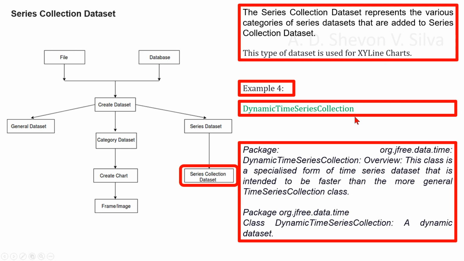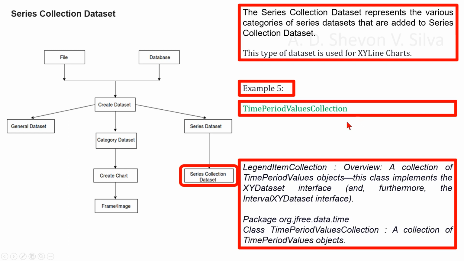Overview in DynamicTimeSeriesCollection in package org.jfree.data.time. This class is a specialized form of time series dataset that is intended to be faster than the normal general TimeSeriesCollection class. The class DynamicTimeSeriesCollection in package org.jfree.data.time, a dynamic dataset. You can use this dataset when you have one or more series containing time series data, all with the same regular data values, and when you need to drop old data as newer data is added.